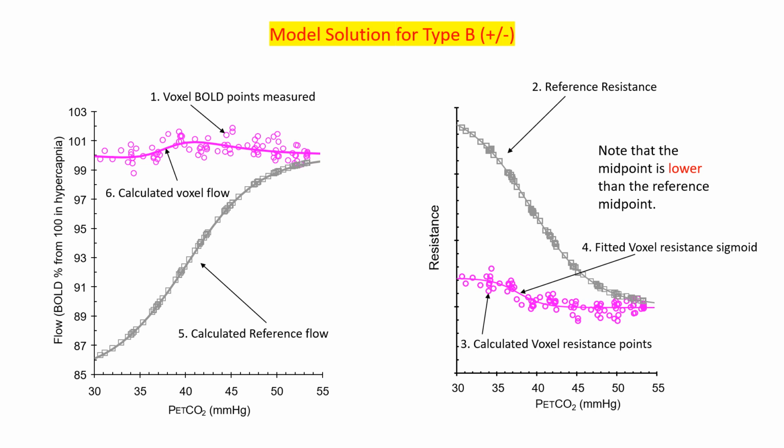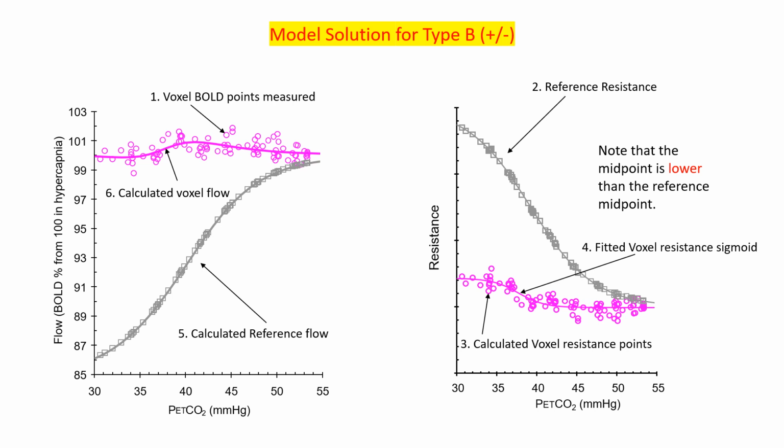And here is the model solution for type B voxel BOLD response to carbon dioxide. The left graph plots flow against partial pressure of CO2, and the right graph plots resistance against the partial pressure of CO2. And as previously, the example voxel is in purple and the reference is in black.